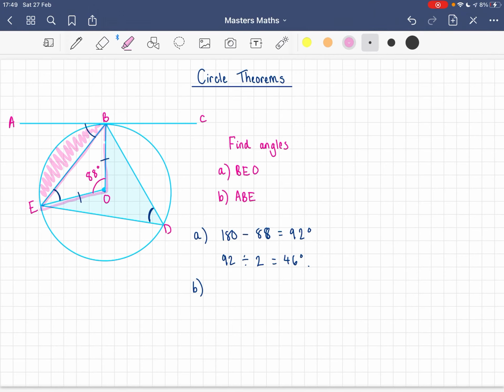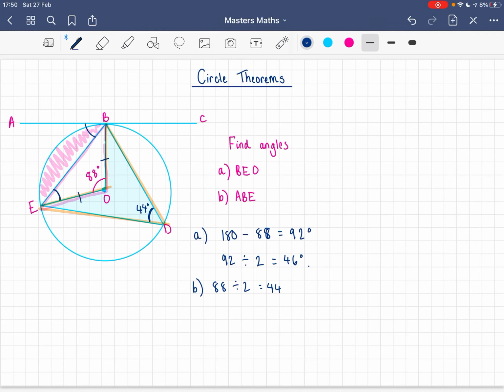The only problem is that we don't know what this angle is yet. We need to work that out. What we do have, back to my highlighter, is again this arrowhead shape. So we can use the angle at the circumference is half the angle at the centre, or the angle at the centre is twice the angle at the circumference. So if this angle here is 88, this is the angle at the centre, this is twice as big as the angle at the circumference. So we can half that to find what the angle at the circumference is, which is 44. So this angle here has to be 44.